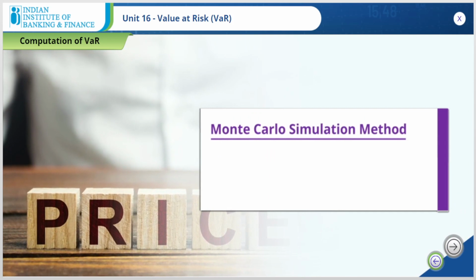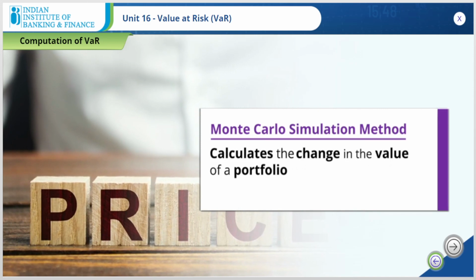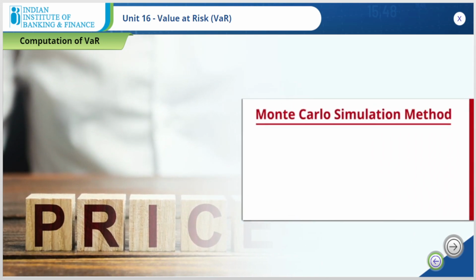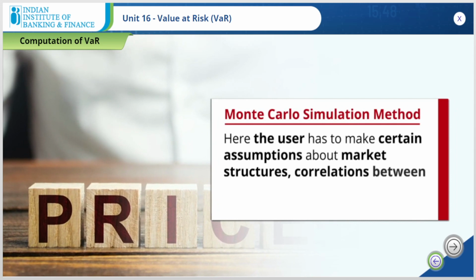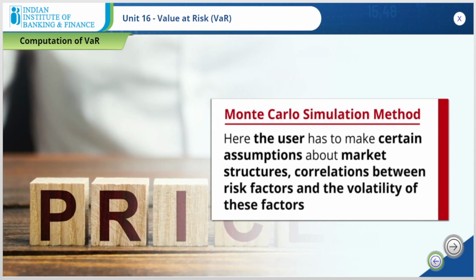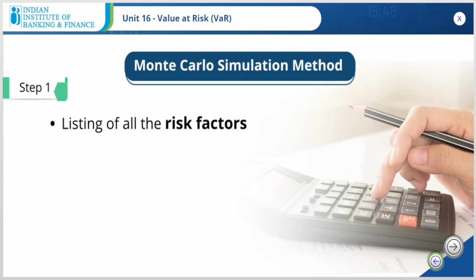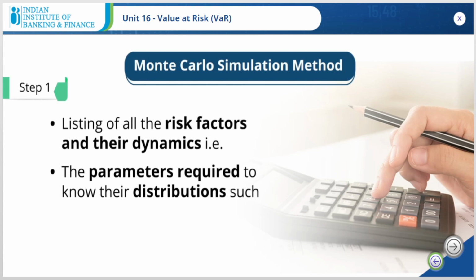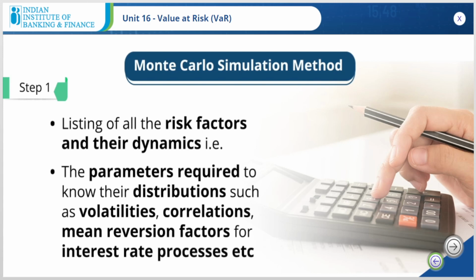Let us now look at the Monte Carlo simulation method. This method calculates the change in the value of a portfolio using a sample of randomly generated price scenarios. Here, the user has to make certain assumptions about market structures, correlations between risk factors, and the volatility of these factors. It is a 3-step process as described below. Step 1. Listing of all the risk factors and their dynamics, that is, the parameters required to know their distributions such as volatilities, correlations, mean reversion factors for interest rate processes, etc.